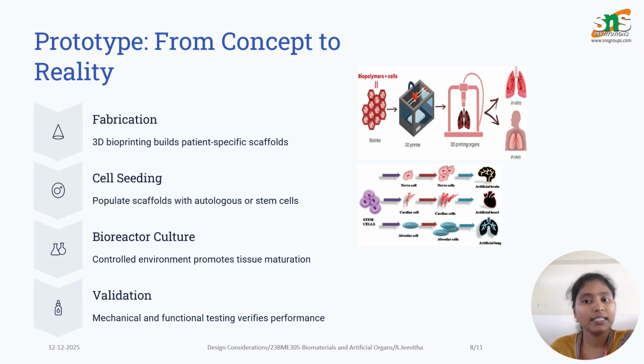Once we finalize the design and materials, we start building a prototype. The first step is fabrication using methods like 3D bioprinting to build a patient-specific scaffold. Next, we perform cell seeding, and next bioreactor culture, where we place the seeded scaffold inside the bioreactor, and finally we perform validation. This includes testing mechanical strength, biological activity, and functional performance before going for in vivo trials.